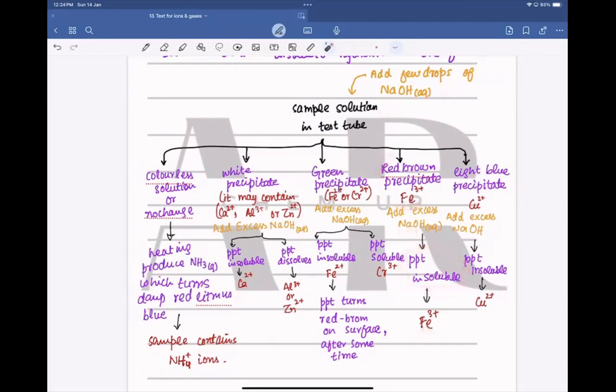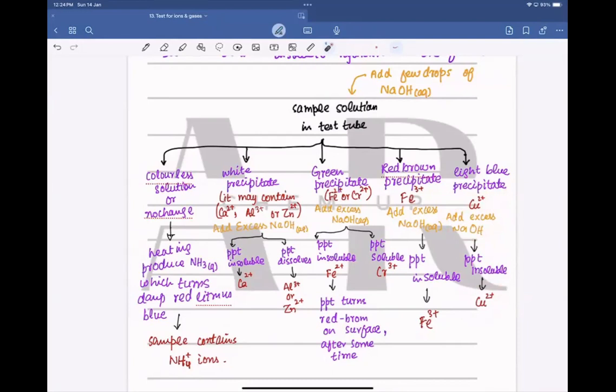Then, for example, we have another sample solution and we have added a few drops of NaOH, sodium hydroxide, in it. On adding, light blue precipitates are formed, which means there might be a copper 2 positive ion. We add excess sodium hydroxide again, and the precipitate remains insoluble. It confirms the presence of copper 2 positive ion. Is this understandable to all of you?